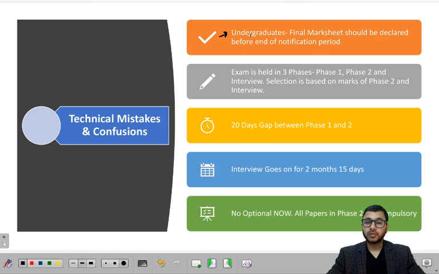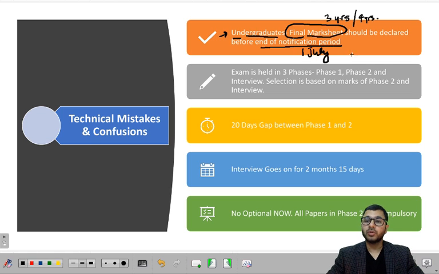Okay, so a lot of undergraduates call me and ask me whether if they're going to pass out in the year 2019, then are they eligible or not. Well, if your final mark sheet, which is an aggregate of 3 years or 4 years in case of BTech, is out before the end of notification period. Let's say the notification comes out on 1st July. Okay, and the notification finishes on, let's say, 20th July. And if the notification says that on 1st July you should be an undergrad, then your final mark sheet should be out before 1st July.